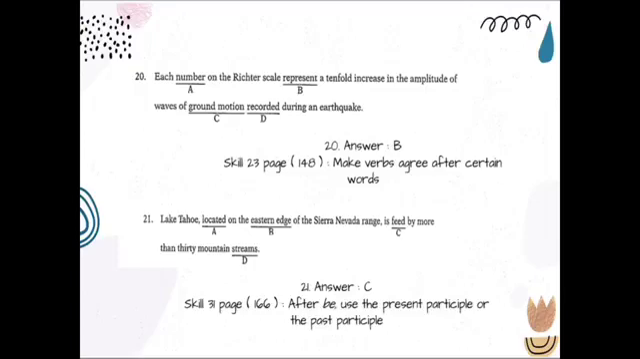And for 21, the incorrect answer is fit, and the correct answer is fit with ed. Based on skill 31, page 166, after be, use the present participle or the past participle. We can see in the test above, after the comma, there is to be is, and we know the past sentence, so we can conclude that this is a past sentence. And the right answer is fit, because that is verb 3.